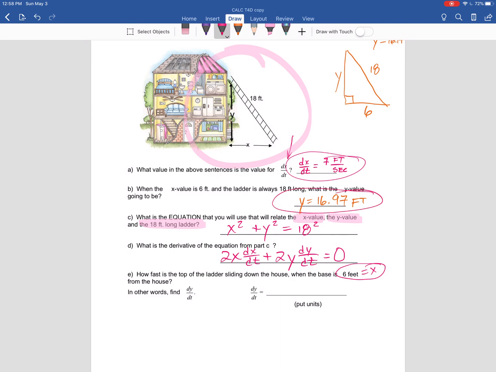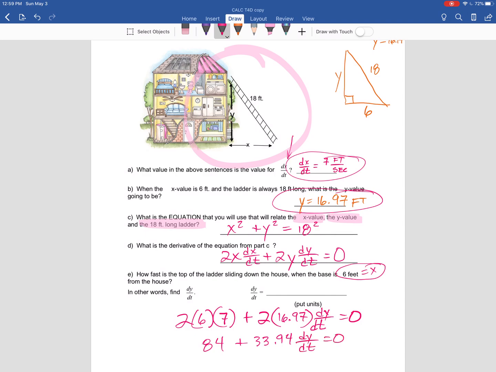Let's start plugging it in. 2 times the x is 6. Then dx dt is 7. Okay, plus 2 times the y value was 16.97 times dy dt equals 0. Okay, here we go. What do we got here? We got 84 plus 33.94 dy dt equals 0.